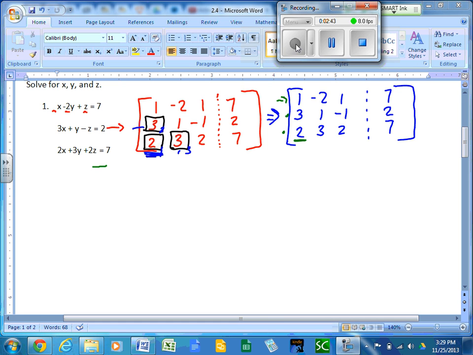Before I do anything, I want to rewrite the lines that I don't want to change. I don't want this one to change, and I don't want that one to change. So I want that still in my next step to be 1, -2, 1, and 7. And for row 2, I still want it to be 3, 1, -1, and 2. I still want that. The only thing I want to change is this row right here.